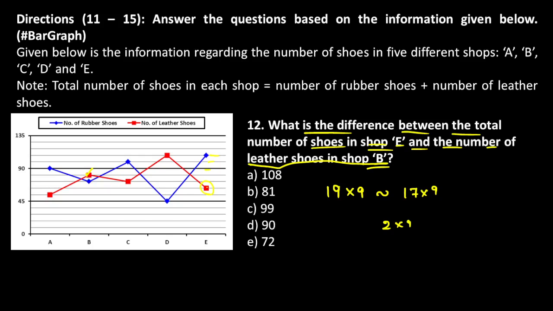Only the leather shoes need to be considered. Okay, red color means 9. Okay, 19 9 times, the difference is 19 9 times minus 9 9 times. Right? Yes, difference is 10 9 times. 90 is the final answer. Very good. Next question.